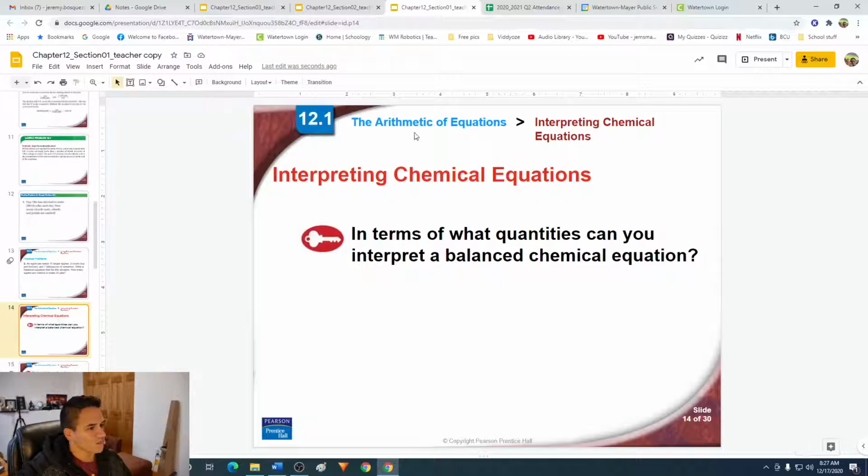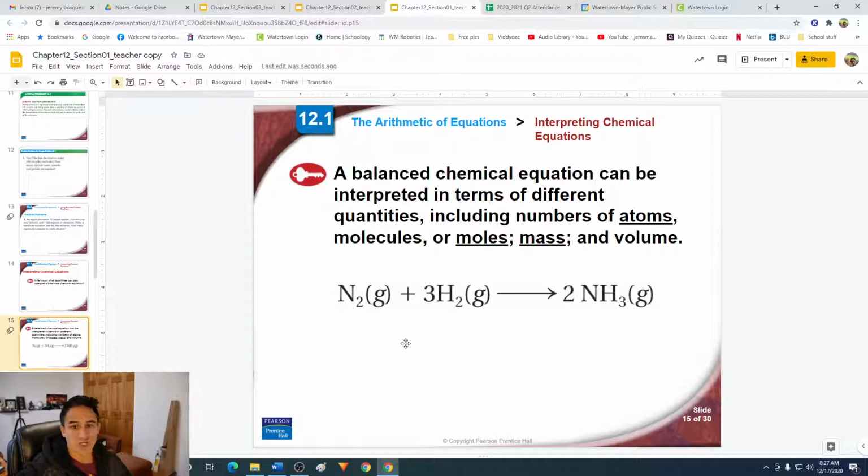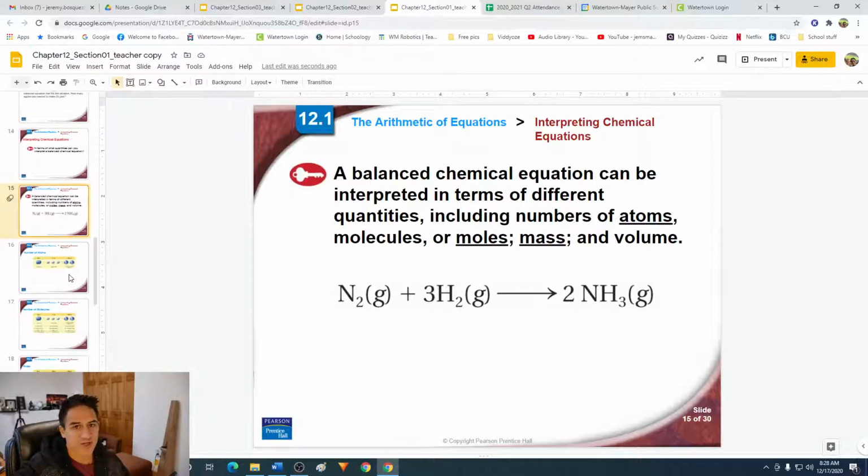So, in terms of what quantities can we interpret balanced chemical equations? Now, we can use chemical equations, of course, to determine how much material we need of different things, but the units that we can use them on are actually very, very versatile. So we can interpret a balanced chemical equation in these quantities: number of atoms, number of molecules, number of moles, number of grams, number of liters. Pretty much all of the units that we've learned about in this course, we can interpret a balanced chemical equation in those units. And it's important to understand that, because that means that when we're using a balanced chemical equation, we can calculate a lot of different amounts of material.